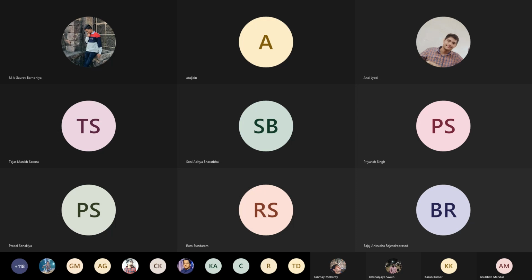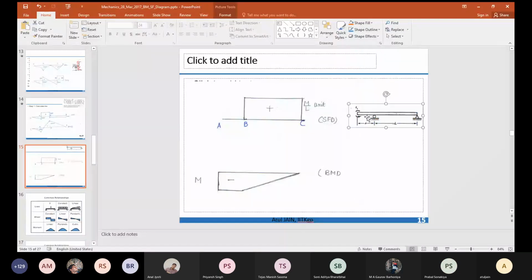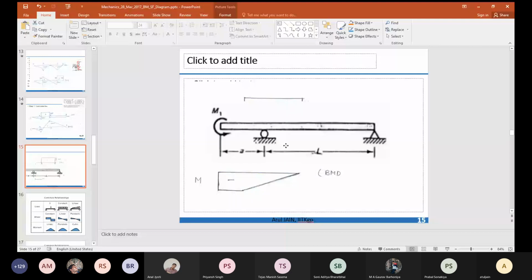Now let us try to understand what will happen if we have a bending moment at a point. It is something like this. I have a beam which is overhanging, subjected to a bending moment at a point. So how will we do this? Sir, could you repeat the question once again?